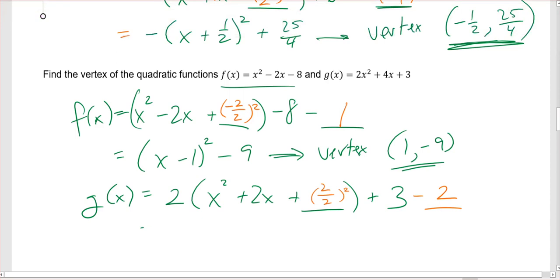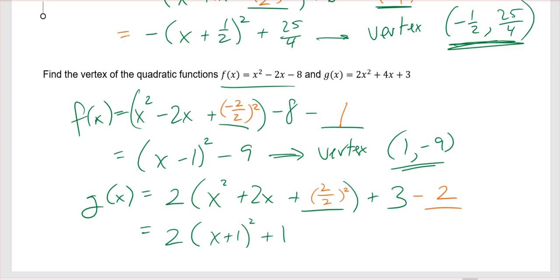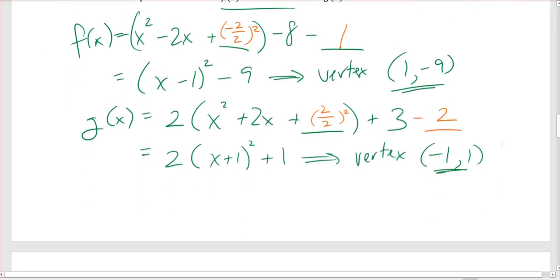Okay. Now we can rewrite it. We got 2, and then this is now a perfect square. And then we've got plus 1, and we can say what the vertex is. Vertex is negative 1, 1. And we can draw the graph. But that's not our task right now. We just wanted to find the vertex.